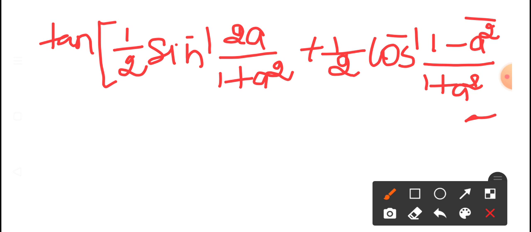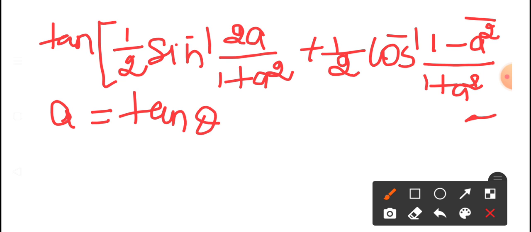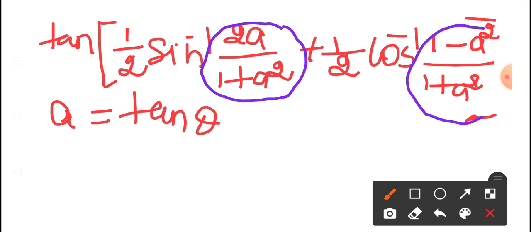Now we take a is equal to tan theta. Why? Because listen, in terms of sin inverse, here we have 2a divided by 1 plus a square. Suppose we substitute tan theta: 2 tan theta divided by 1 plus tan square theta. What is the formula for this term? It is the sin 2 theta formula in terms of tan. Similarly, we can write 1 minus tan square theta by 1 plus tan square theta, which is also equal to cos 2 theta. In this step we can write sin 2 theta, and in this step we can write cos 2 theta.